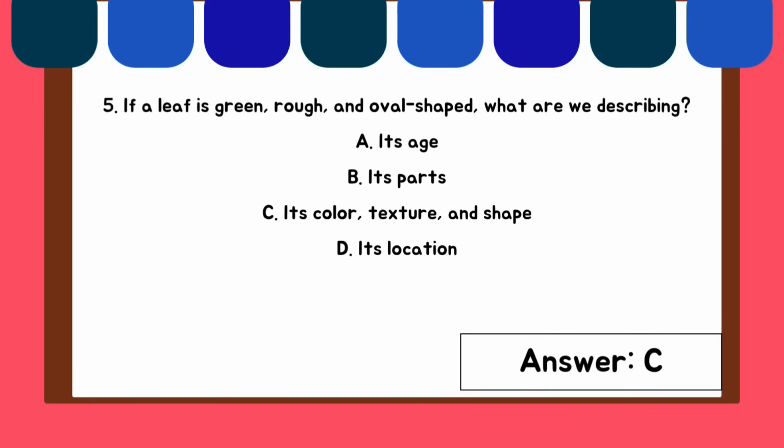Number 5. If a leaf is green, rough, and oval shaped, what are we describing? A. Its age, B. Its parts, C. Its color, texture, and shape, or D. Its location. The answer is C. Its color, texture, and shape.